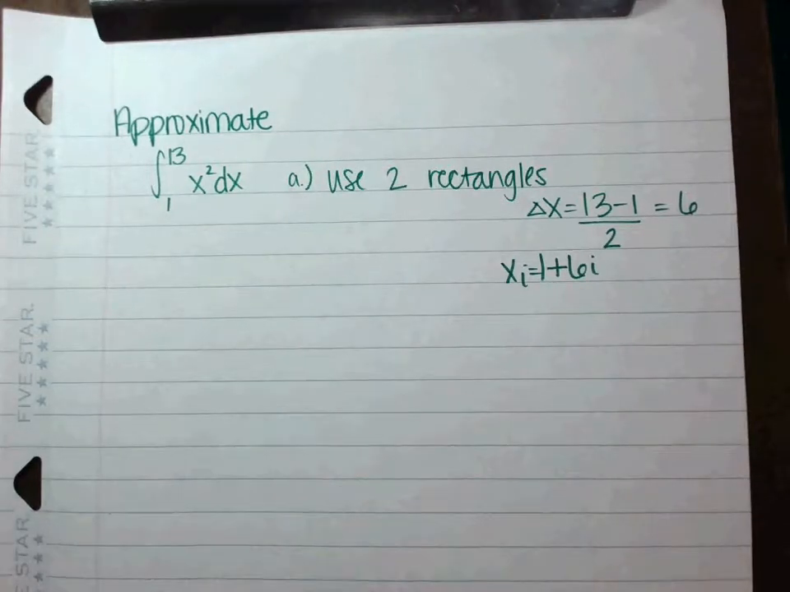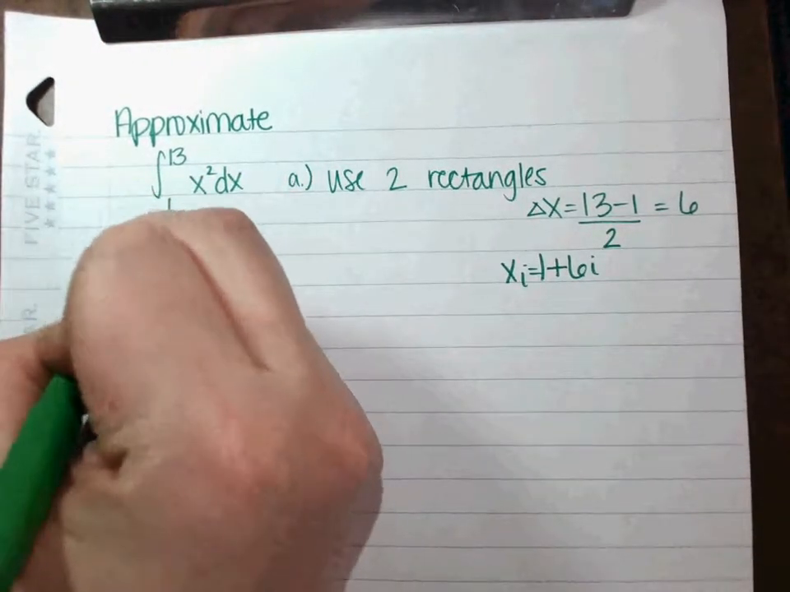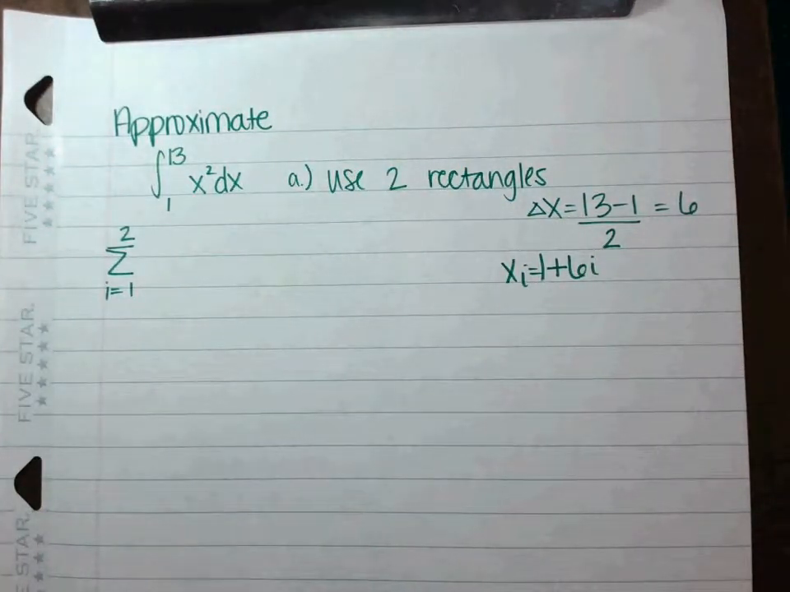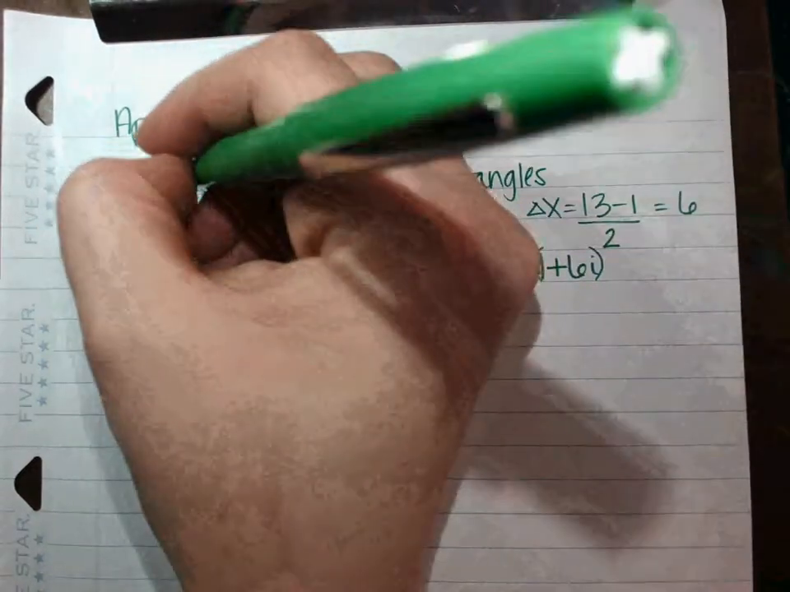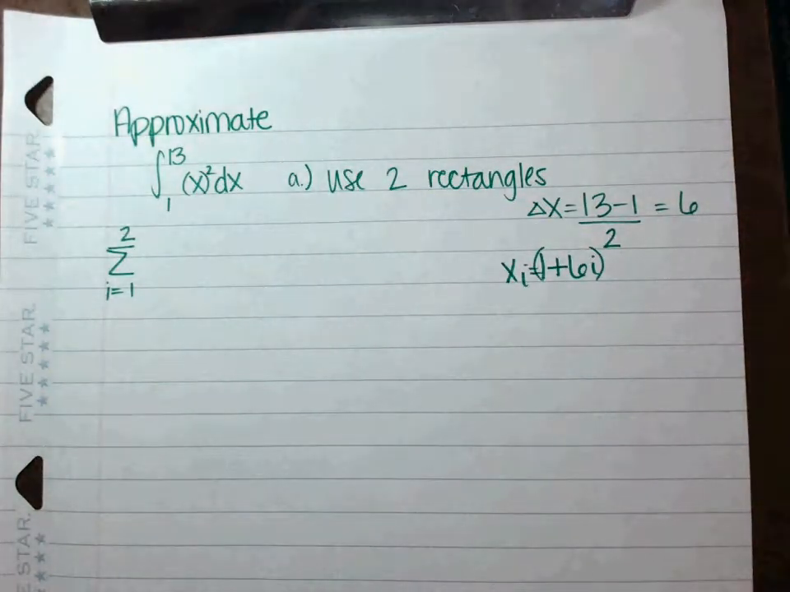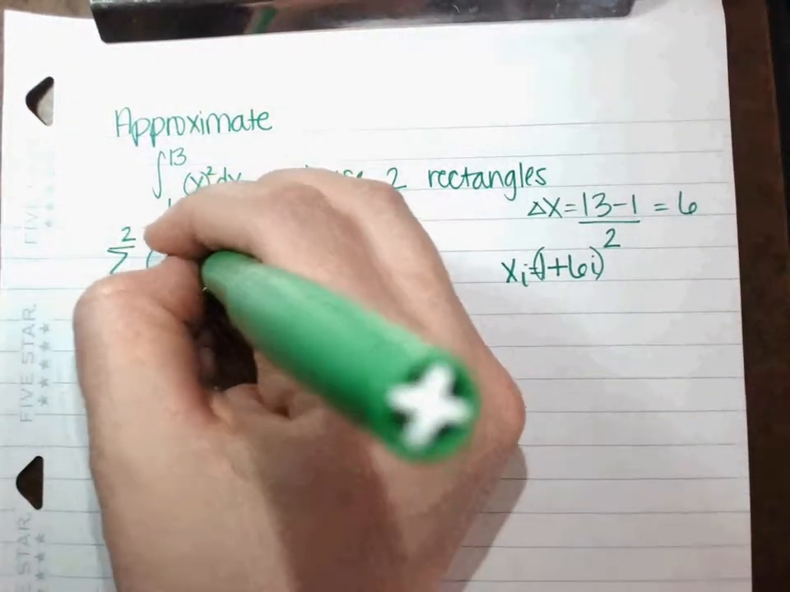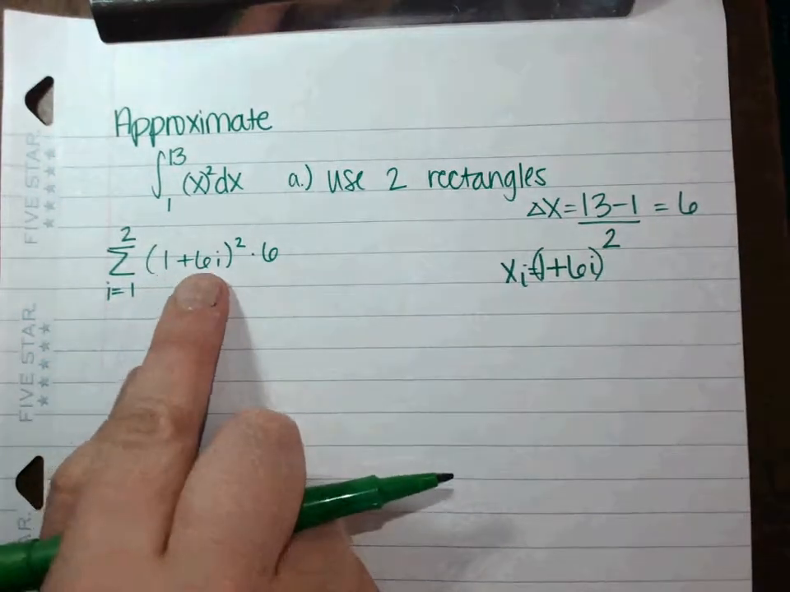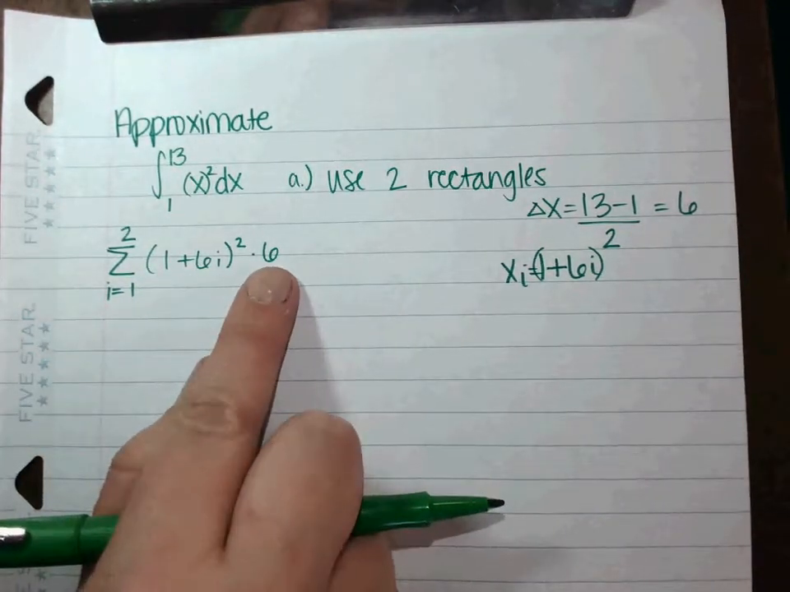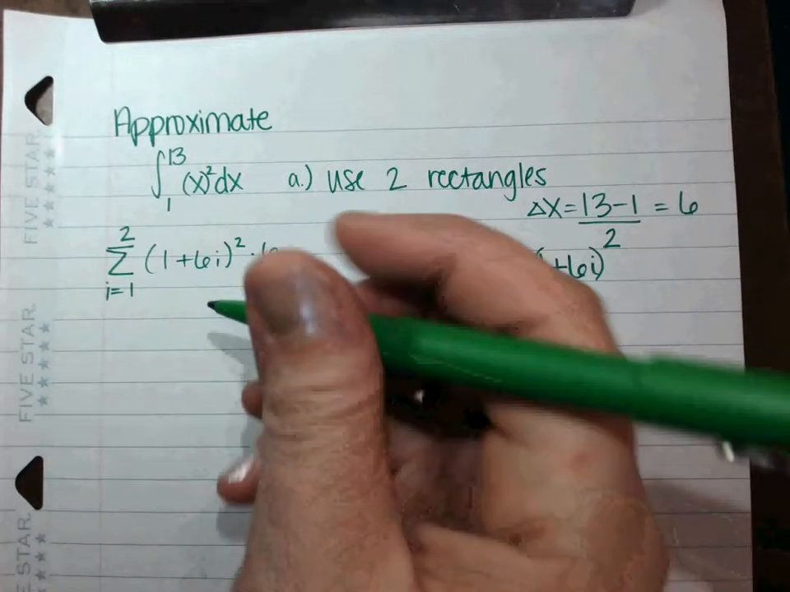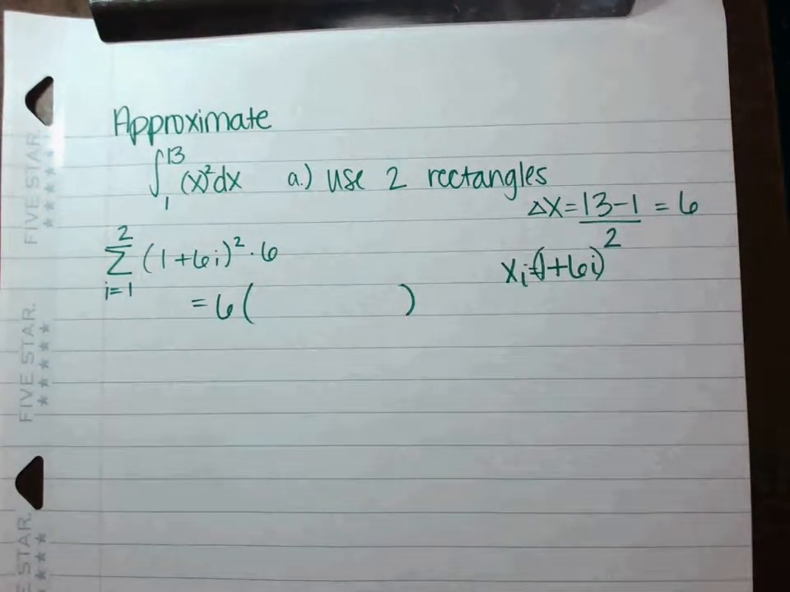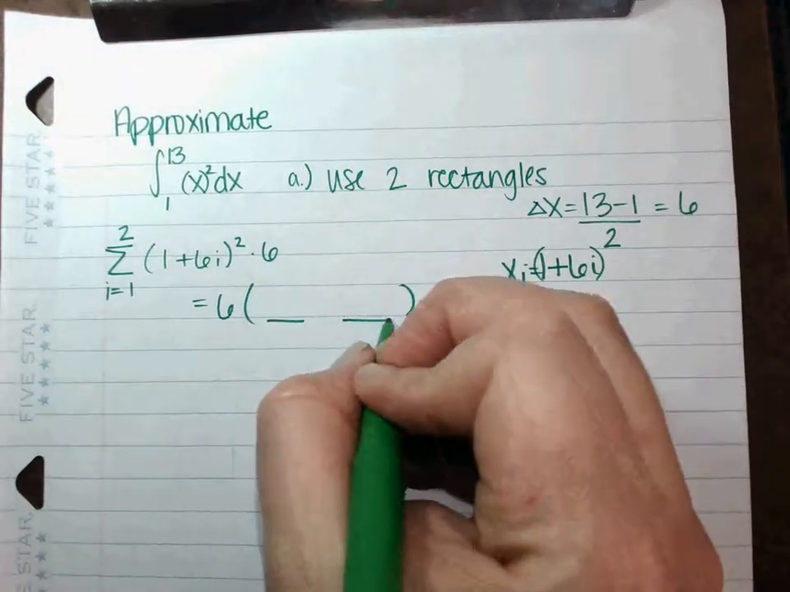Okay, then I'm going to write my summation. i goes from 1 to 2, because I only have 2 rectangles. And then I'm going to take my x sub i formula and plug it in where my x is here. So instead of x squared, it's (1 plus 6i) squared times 6, where this is my f of x, and this is my width. Now, I like your thinking about pulling out the 6, so let's do it here. So, 6 times. Now, how many numbers are going to go in here? How many rectangles? 2. So, 1, 2.